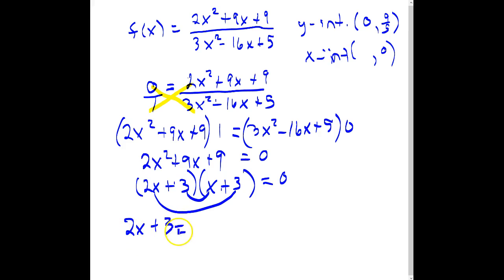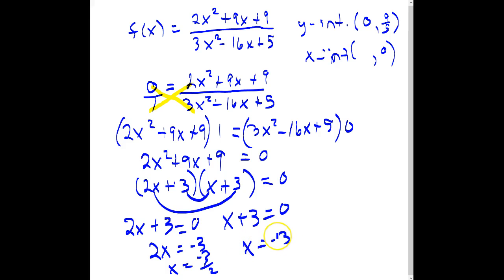Then we're going to set each one of those equal to 0. And it looks like I get 2x equals negative 3, x equals negative 3 halves, and x equals negative 3. So I have two x-intercepts. One's at negative 3, 0, and the other one is at negative 3 halves, 0.